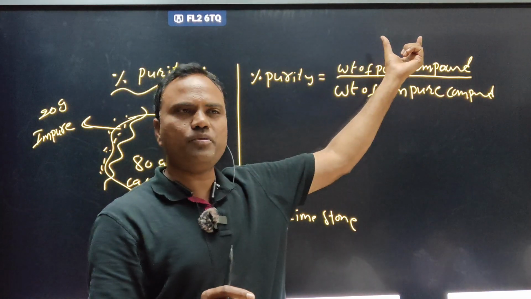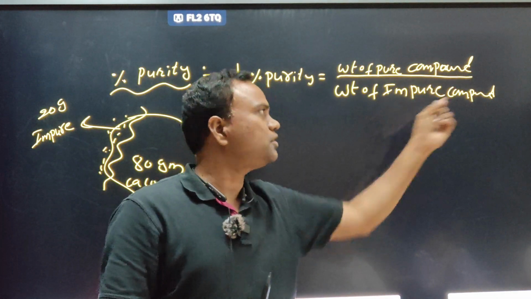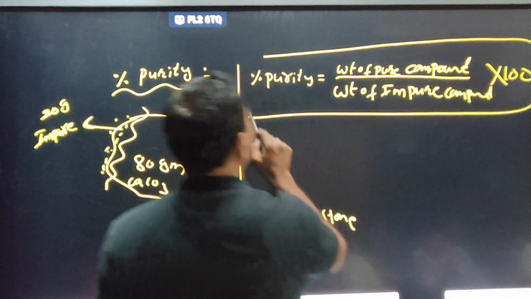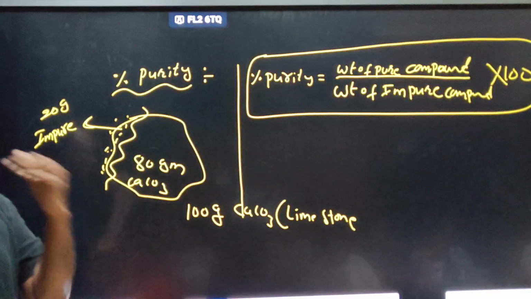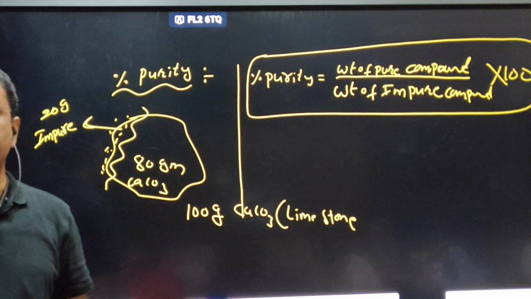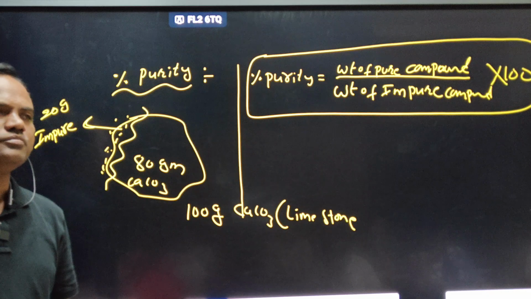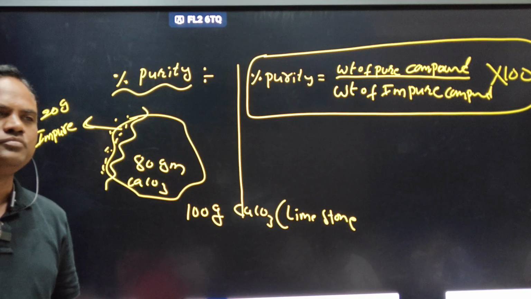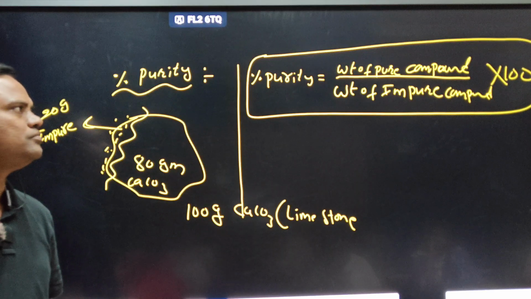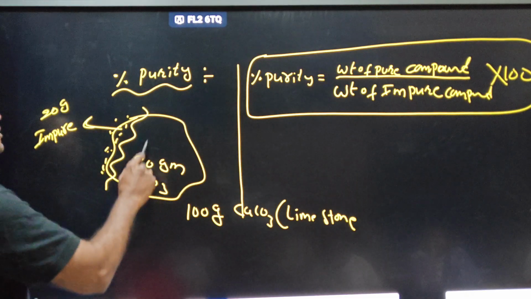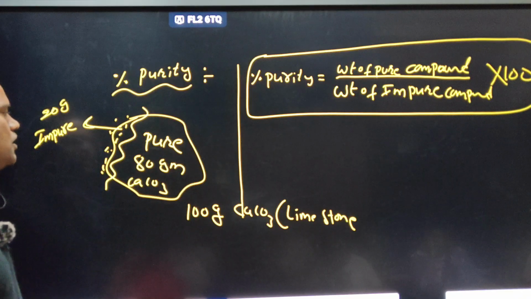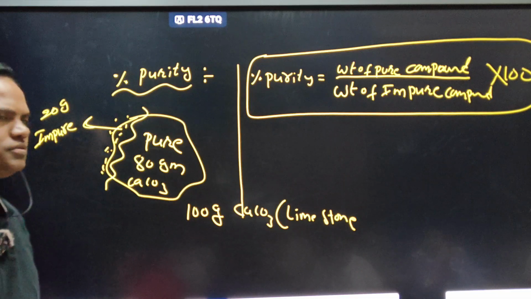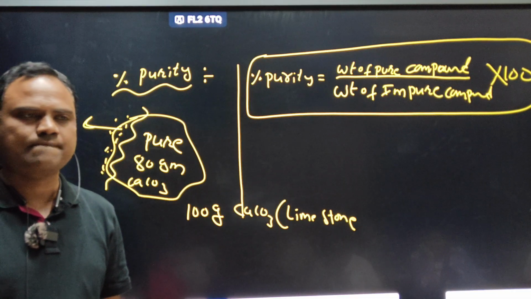So percent purity is the weight of pure compound, the smaller weight, by the higher weight into 100. 80 by 100 into 100 is 80%. Remember the formula for percent purity. This is pure, 80 grams. Total weight is 100 grams. 80 grams is the pure part, 20 grams is the impure part.